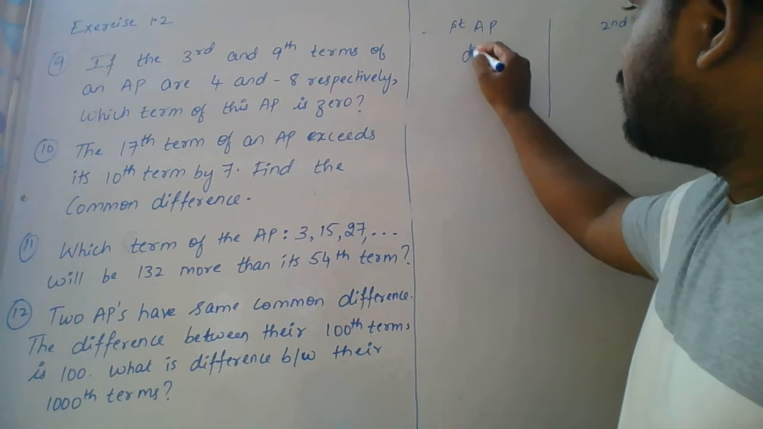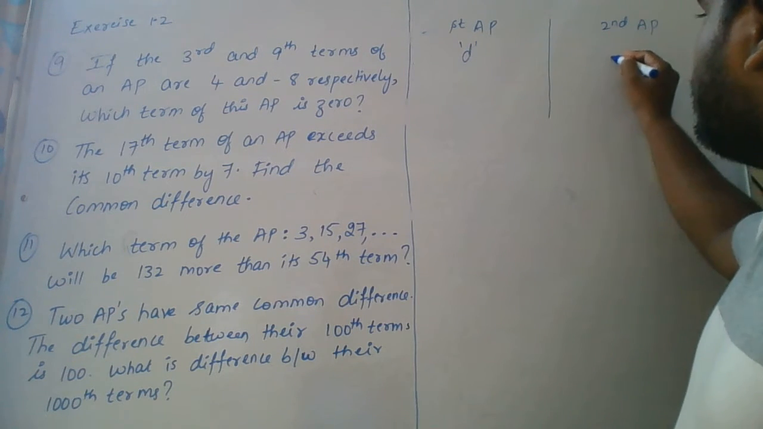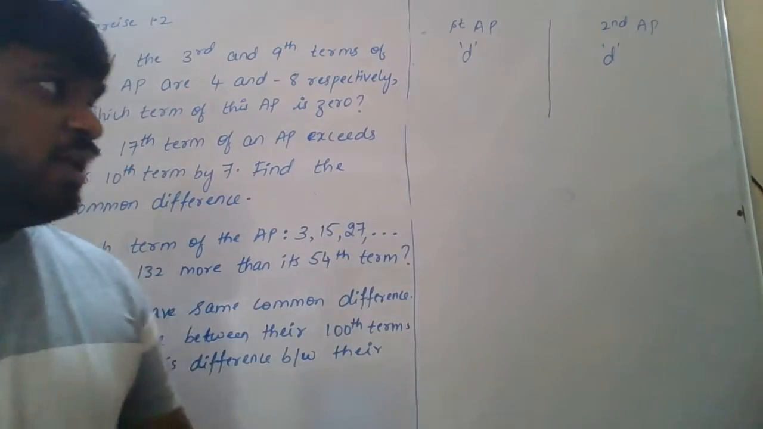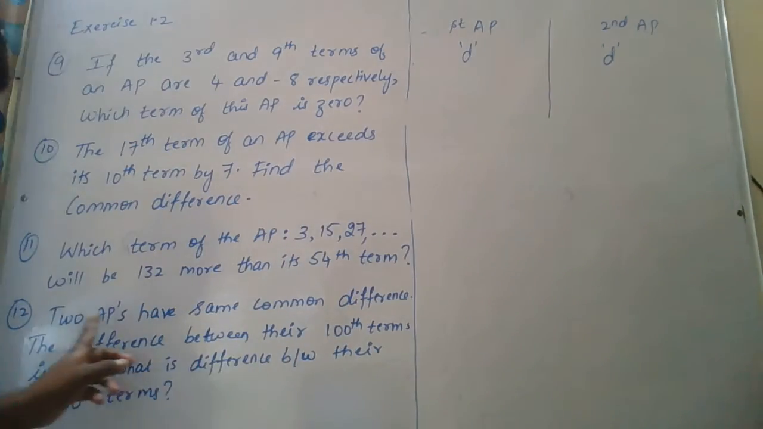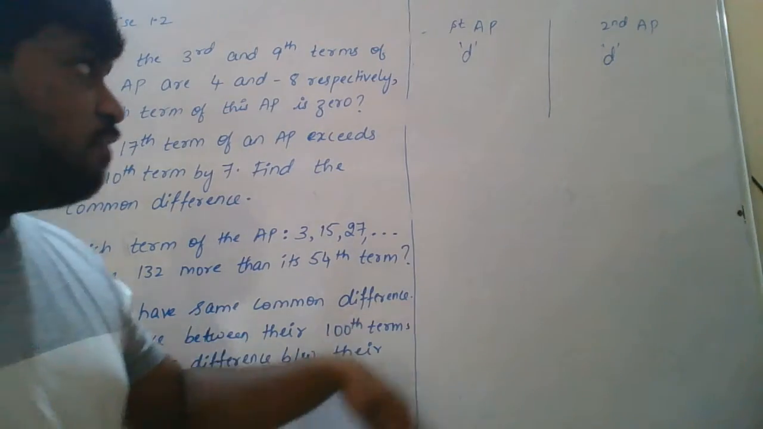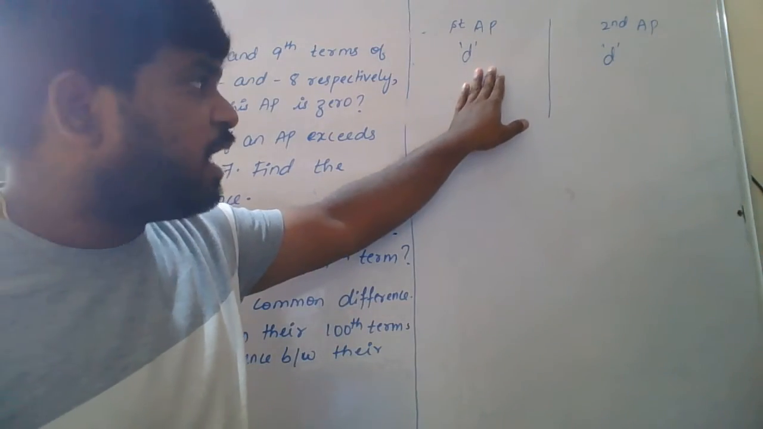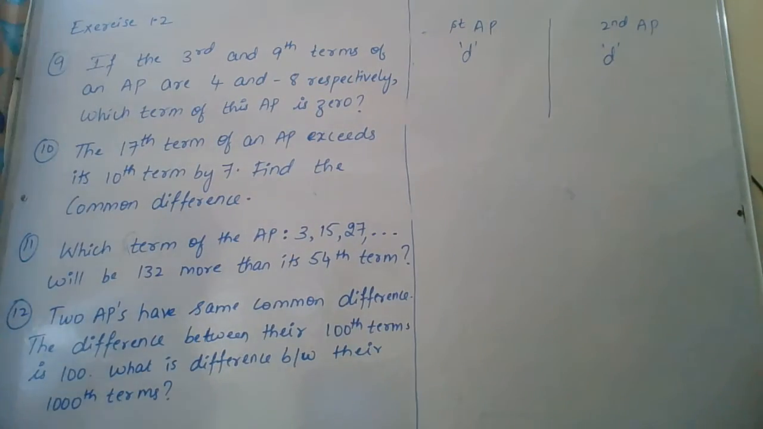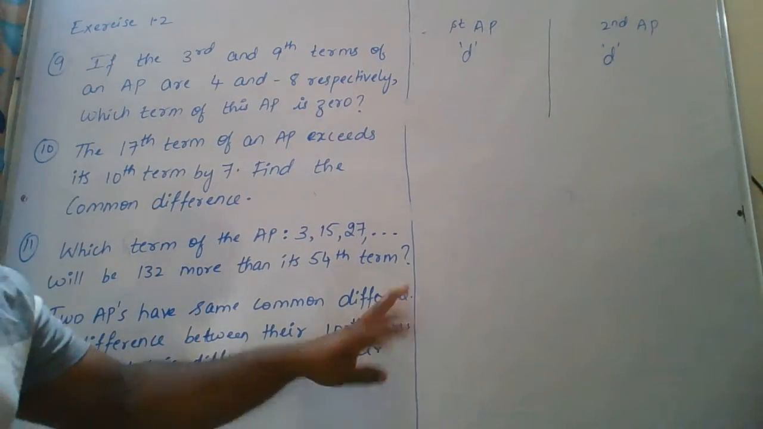So here I'll take my common difference to be D. Here also it will be D itself, because in both cases the common difference is the same. It is given: two APs have the same common difference. So if I take D here as the common difference, in the second AP also you will have D as the common difference. The difference between their 100th term.